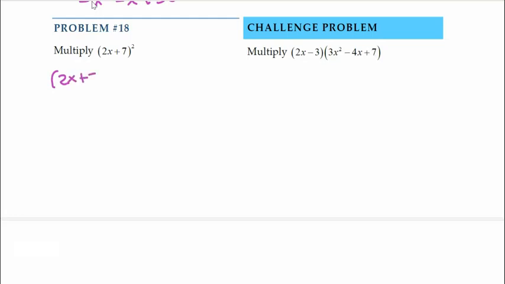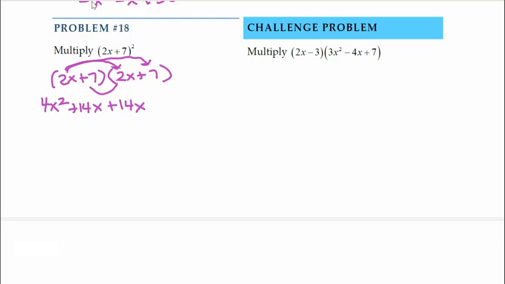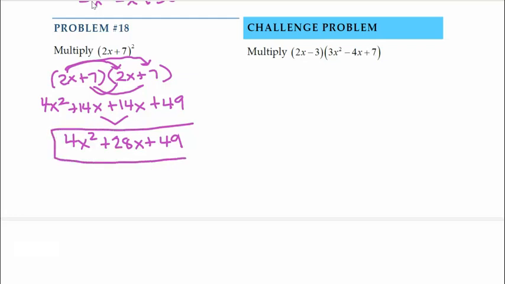So 2x plus 7 times 2x plus 7. And then again, you can FOIL it, do the box method, whatever you want to do there. So 2x times 2x is 4x squared. 2x times 7 is positive 14x. Get another positive 14x there in the middle, and then 7 times 7 is 49. And then combine your like terms together. 4x squared plus 28x plus 49. And that would be your answer on that one.